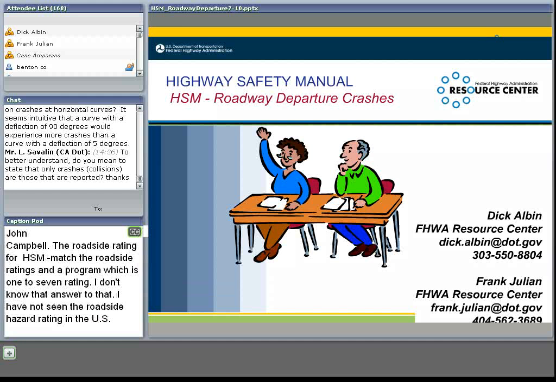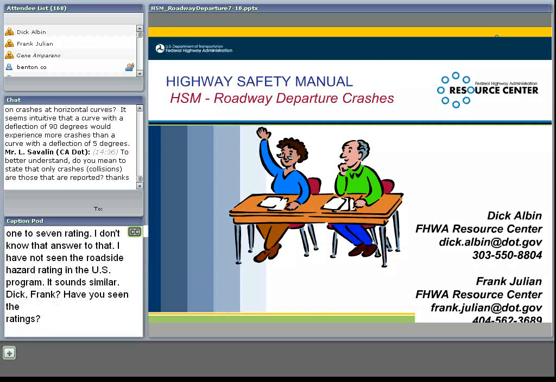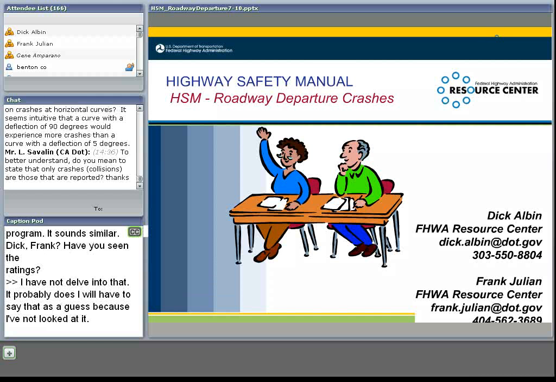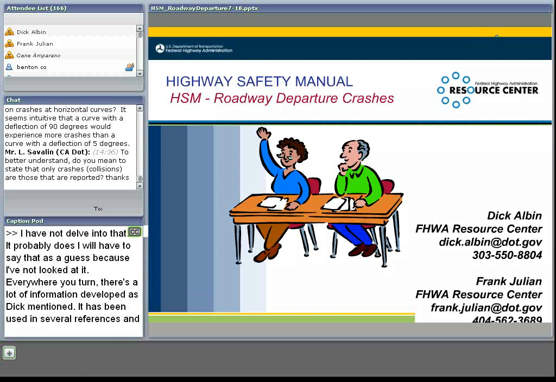We got a question from John Campbell. Do the roadside hazard ratings of the HSM match the roadside hazard ratings in the U.S. limits program, which is also a 1 to 7 rating? I don't know the answer to that. I have not seen the roadside hazard ratings in the U.S. limits program. They sound similar.